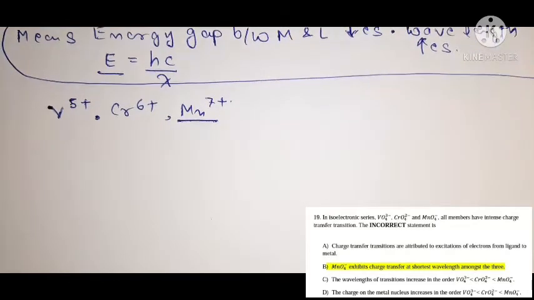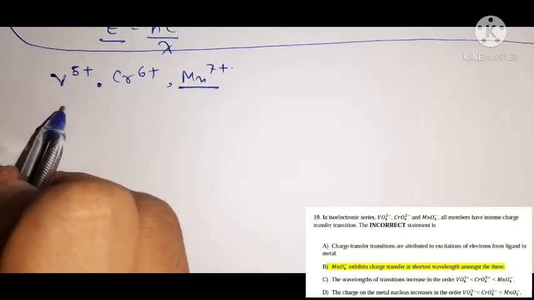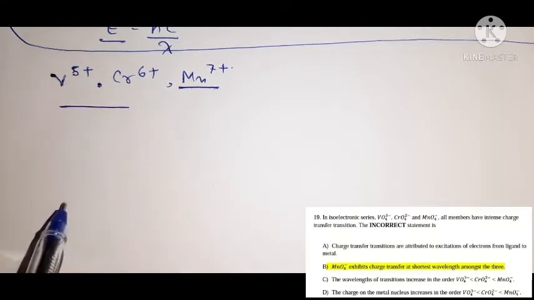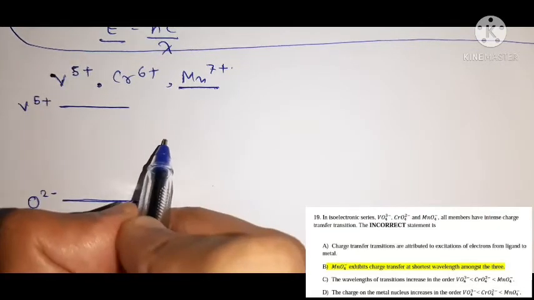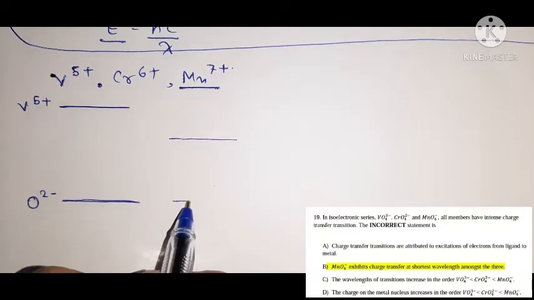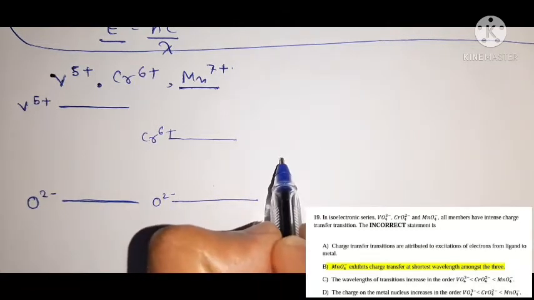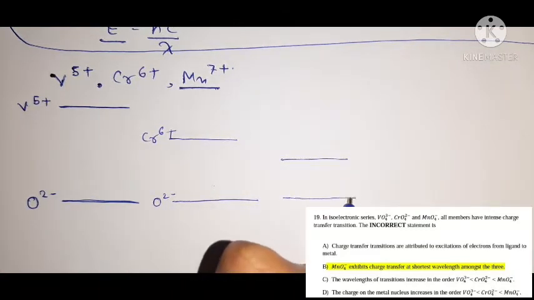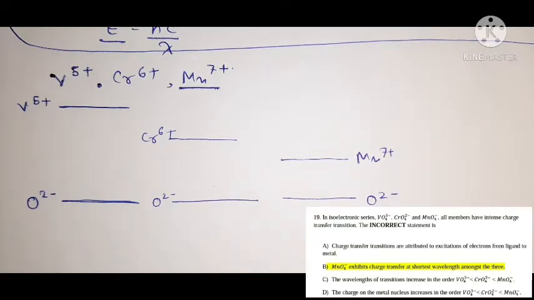So when we draw a tentative energy gap diagram between the orbitals of metal and ligands for these complexes, we can clearly see, on the basis of the above concept, that the largest gap is between the orbitals of vanadium and oxygen, because it has the lowest oxidation state. The second is between chromium and oxygen, and the least energy gap is between manganese and oxygen.